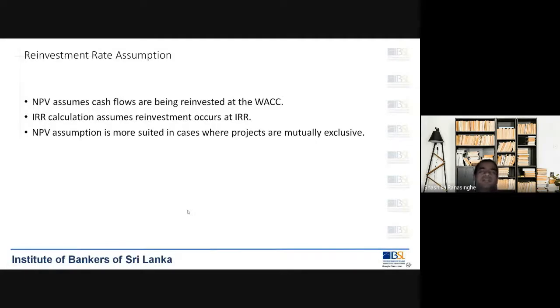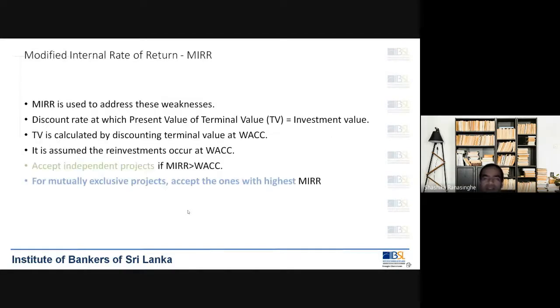Reinvestment rate assumptions. NPV assumes that cash flows are being reinvested at the weighted average cost of capital. IRR assumes that reinvestment occurs at IRR, right? So whatever you reinvest either happens at the WACC or IRR. NPV assumption is more suited in cases where projects are mutually exclusive. Then the next concept is modified IRR.